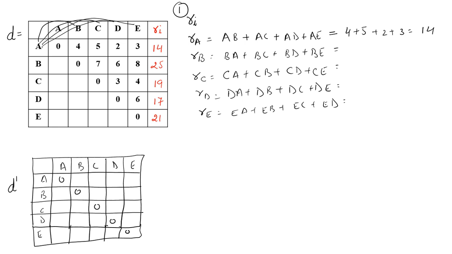So what is the formula for calculating the D dash? Whenever we are calculating these values, these values are in between two nodes. Suppose you are calculating this value. This value is in between A and B. Likewise this AC, AD, AE. So this we have to calculate.